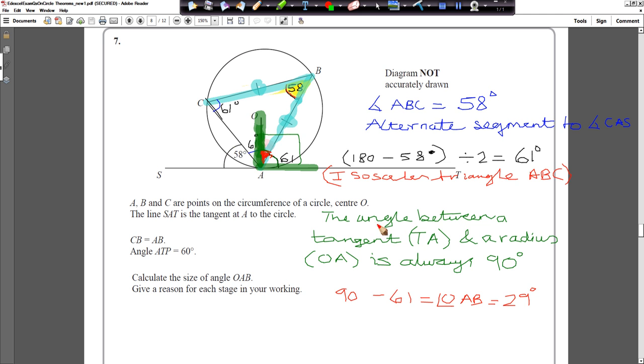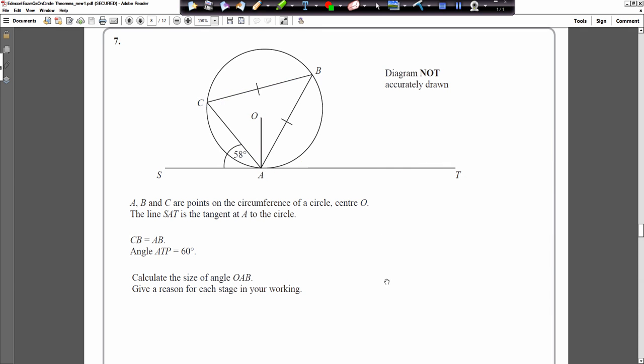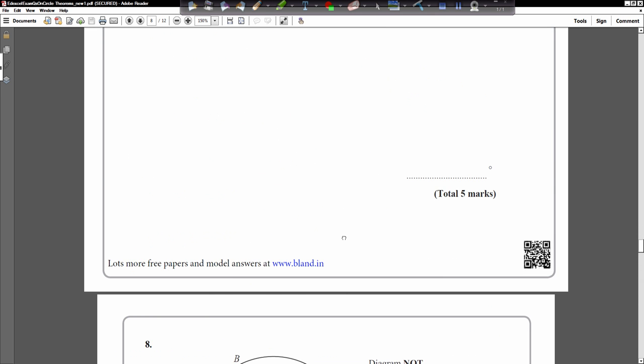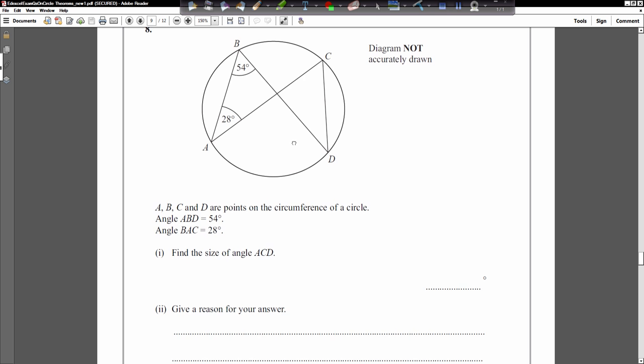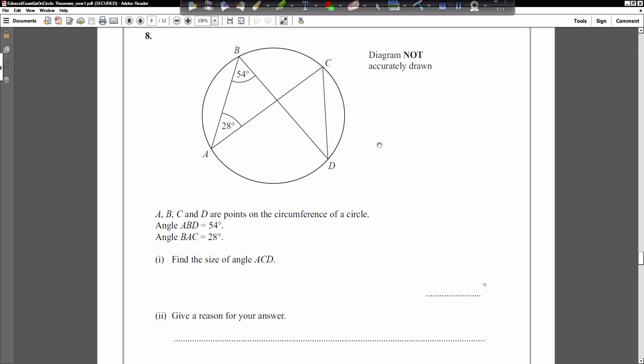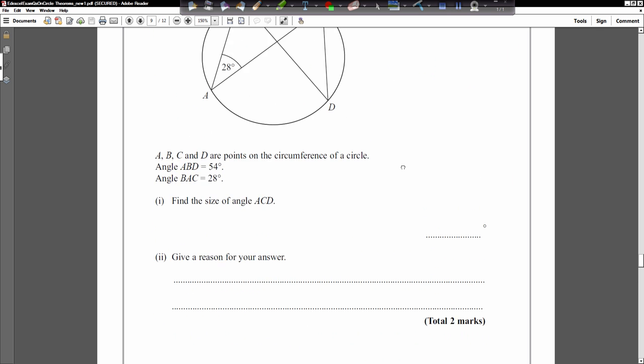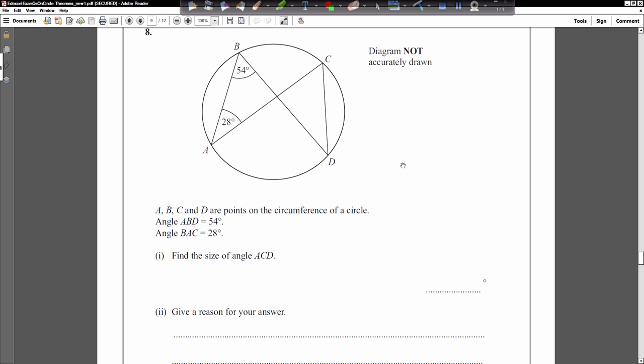Okay, question number 7. Is there any more to do with question number 7? Have we finished question number 7? Yes. Lovely. Okay, here comes question number 8 now. Let's move on to question number 8. Let's clear the page. Let's move forward. Question number 8 has two parts. Here we go.